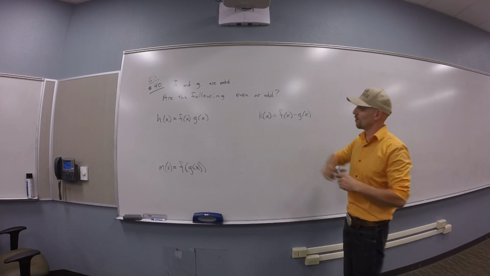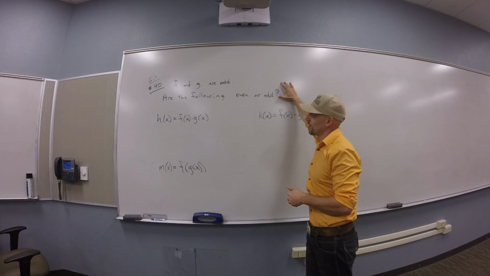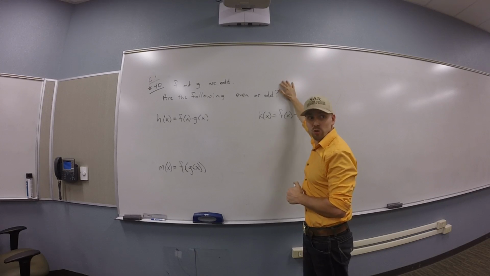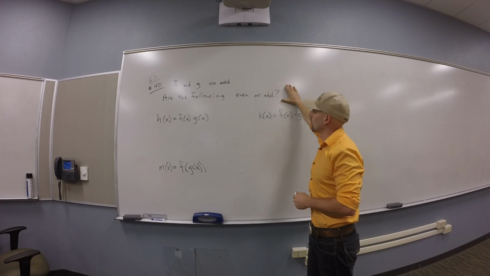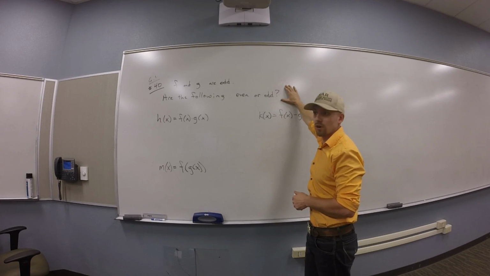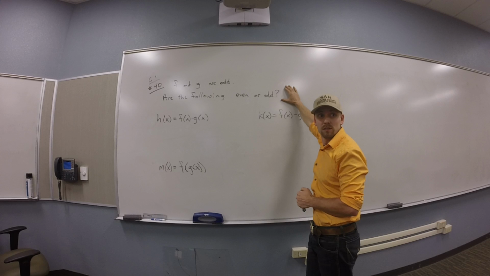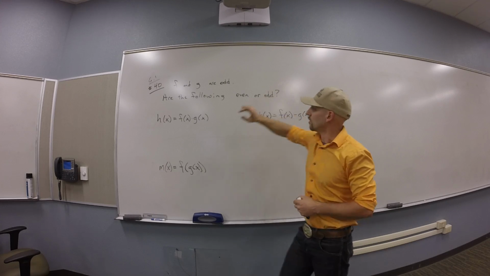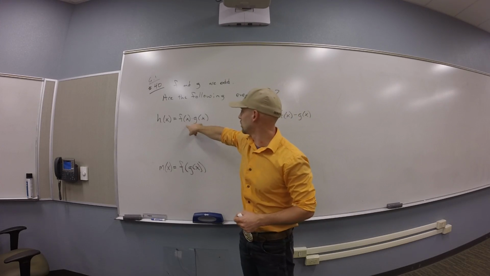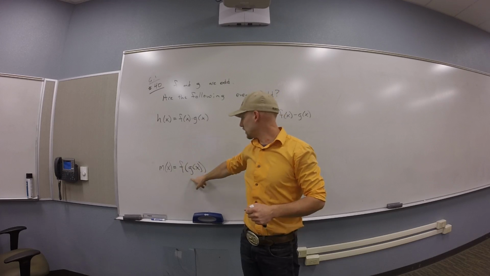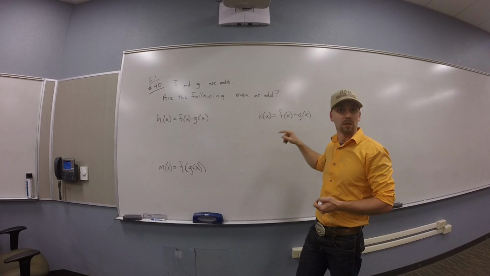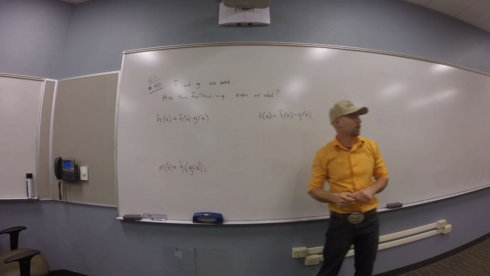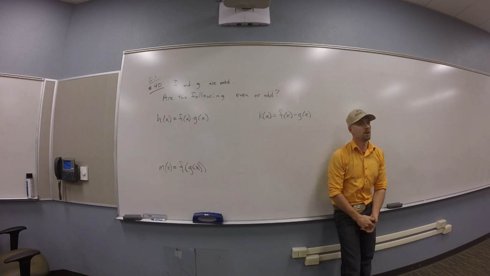All right, so say we wanted to do number 40 in 6.1. So we have two odd functions, right? f and g. And now we want to know whether the following functions are even or odd: h is f times g, m is f of g, and k is f minus g. So how do I start? What do you guys start with to figure out if a function's even or odd?